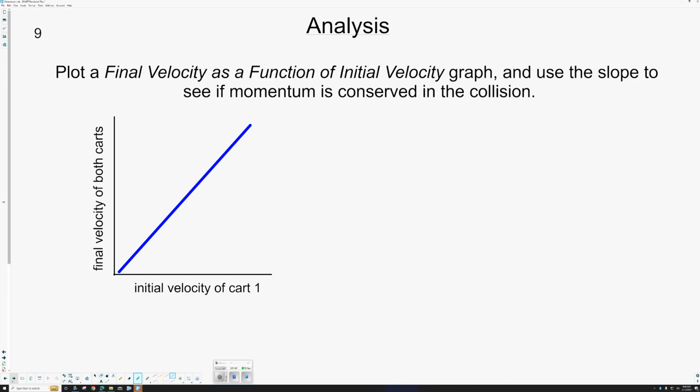All right, now we plot our graph, final velocity versus initial velocity. Don't forget your units. I haven't put units in here because I got no numbers here, right? But when you put your numbers in, you're going to have units in there. You're going to plot a scatter plot. Always a scatter plot in Physics 30.